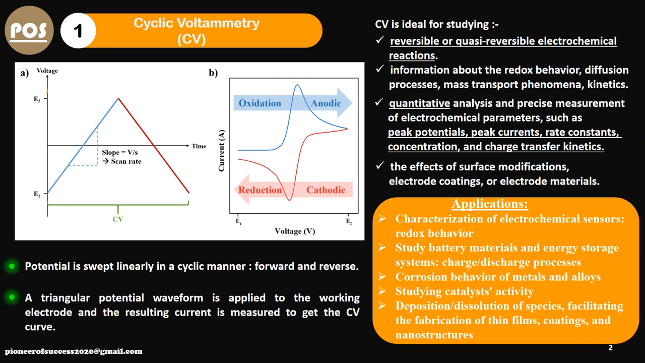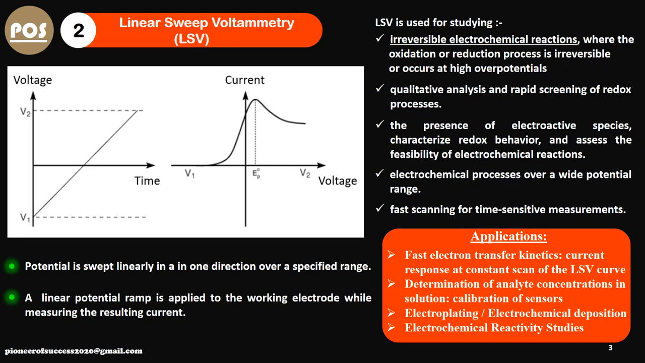Say you are converting CO2 into certain other valorized chemicals by some electrochemical process. Those processes are also characterized by cyclic voltammetry. You are, say, studying the deposition and dissolution of species, or the fabrication of thin films, and you are trying to see the nature of the thin films, how much electrochemically active they are. In all those cases, we use cyclic voltammetry.